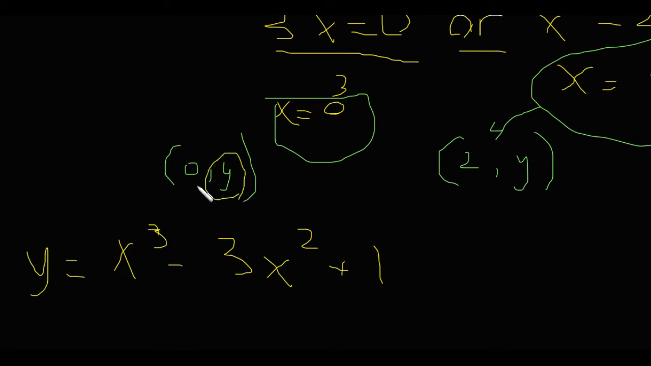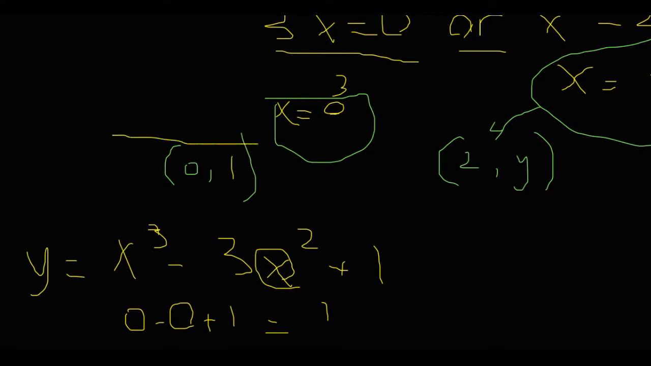So we have to find the value of y, and we know that in this stationary point the value of x is 0. So 0 raised to power 3 is 0, minus 3 times 0 raised to power 2, which is 0, and then we get plus 1. So 0 minus 0 plus 1 is 1. So one of the coordinates is x value 0 and y value 1.